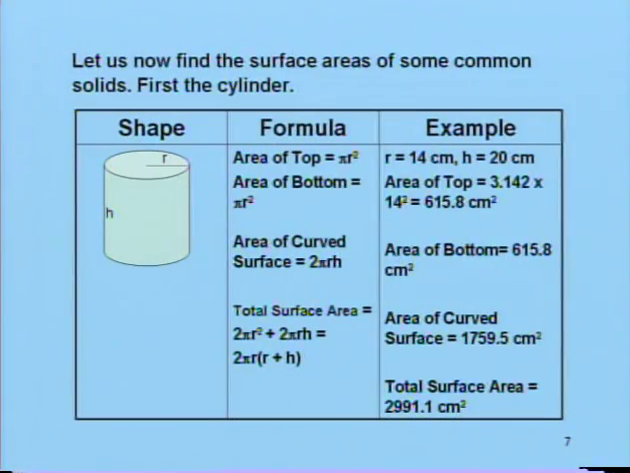The area of the curved surface, when worked out, will give us 1759.5 centimeters square. So the total surface area will be 615.8 plus 615.8 again, plus 1759.5, which will give us a total surface area of 2991.1 centimeters square.